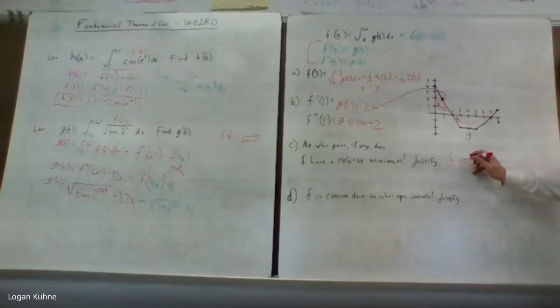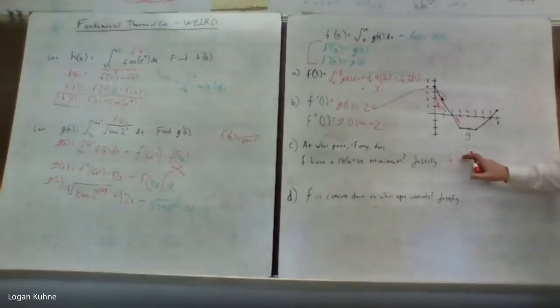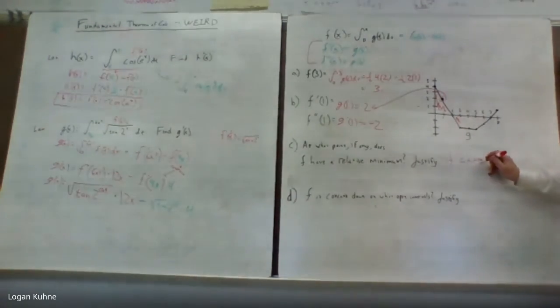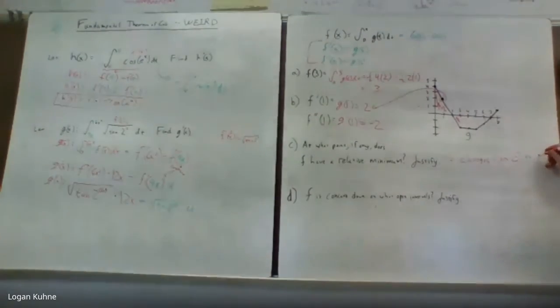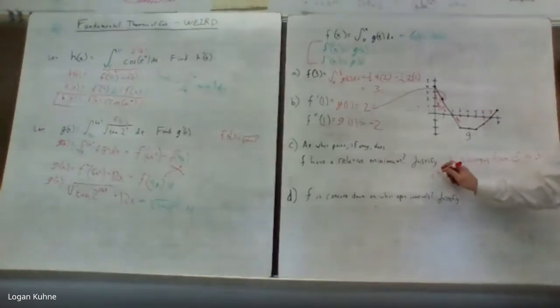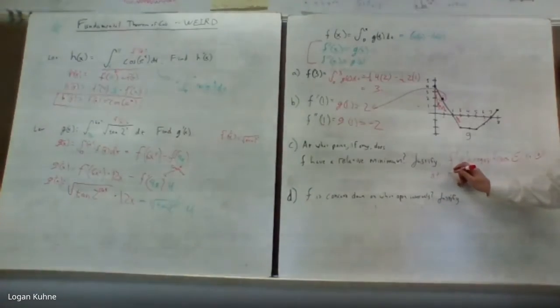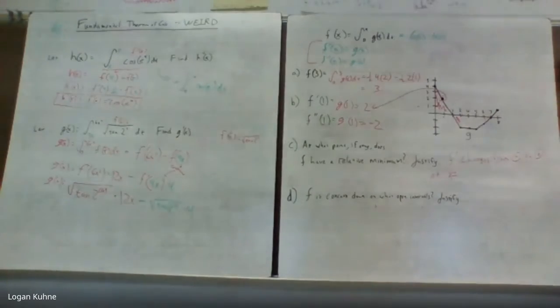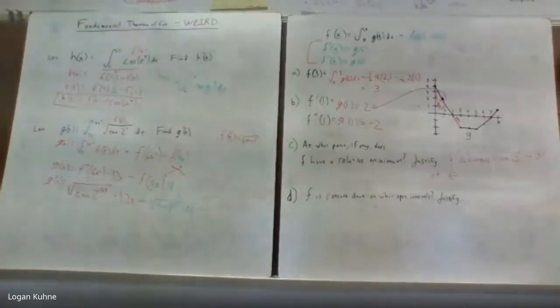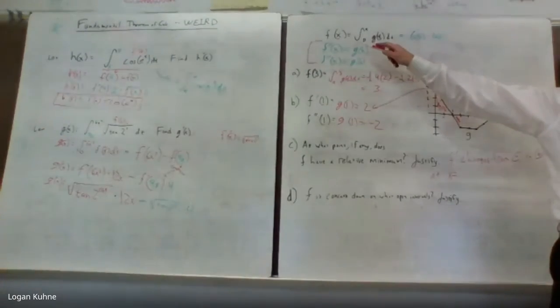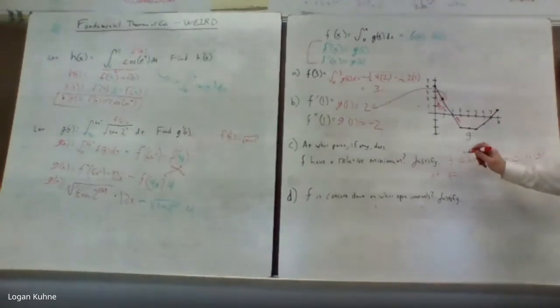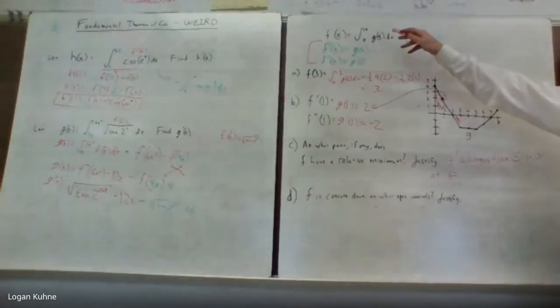F prime changes from negative to positive at x equals... now remember, when we're saying f prime, we're really talking about g. You don't have to put g because you already stated it up here.